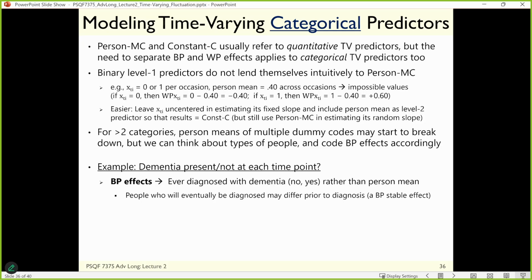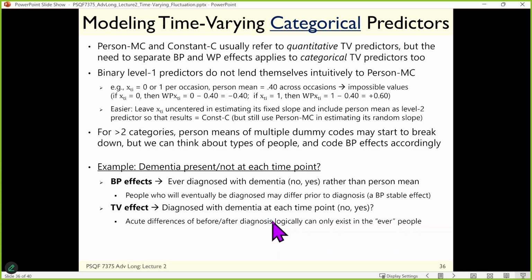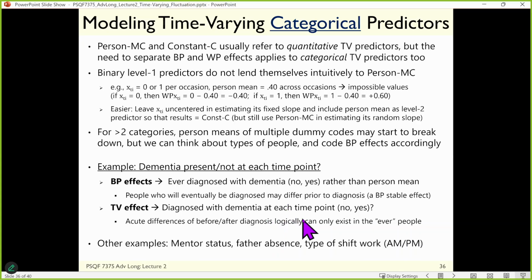Because logically speaking, only the people who are going to have something happen can show that before and after acute effect. The others are constants. They had it the whole time or they never had it. So that becomes a nested effect essentially at level 1 that's not applicable to everybody. So then that kind of separates that out.